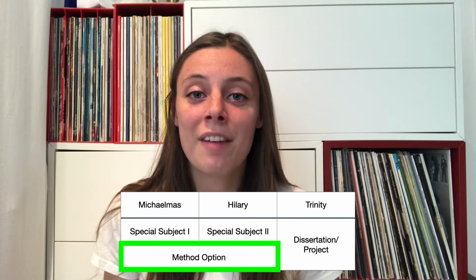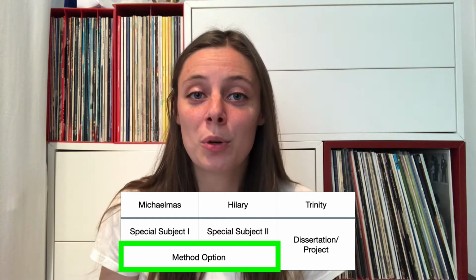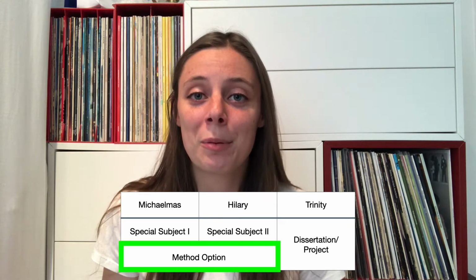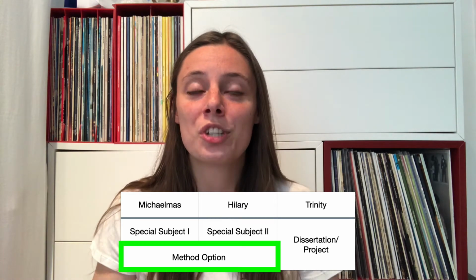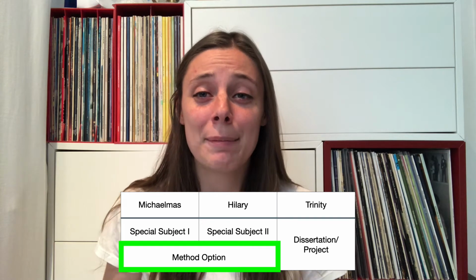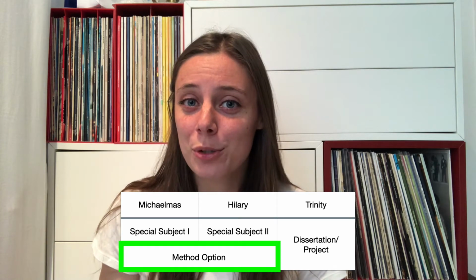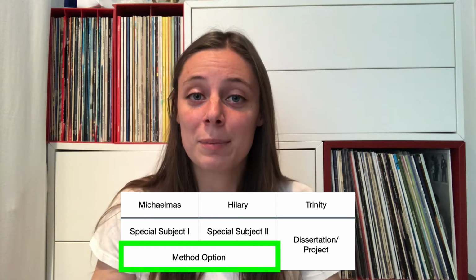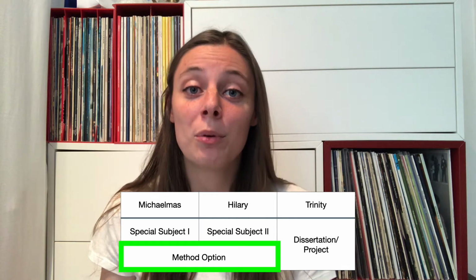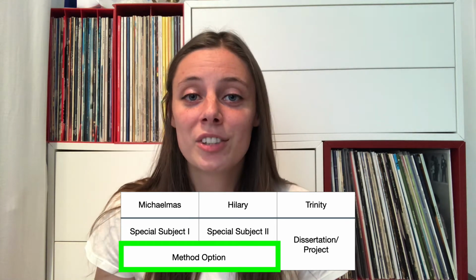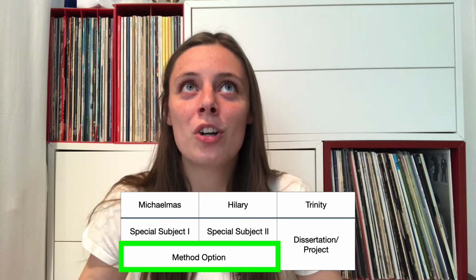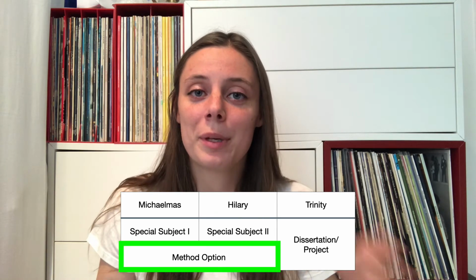Furthermore, you will have a method option, which is also a course that you will do in both Michaelmas and Hilary, but that's a more general course, and there are, I believe, only 4 options that you can choose from, and you will share that specific method option with other people who are studying different languages from you. So in essence, they're a bit more general, and it's a larger course stretched out of both Michaelmas and Hilary term.